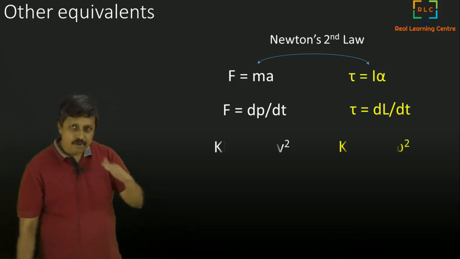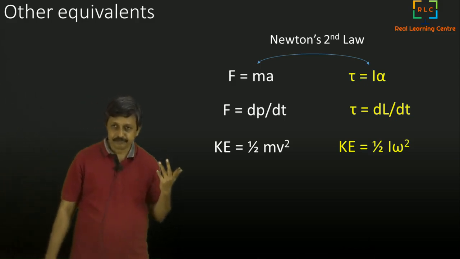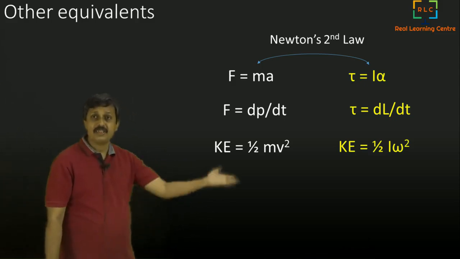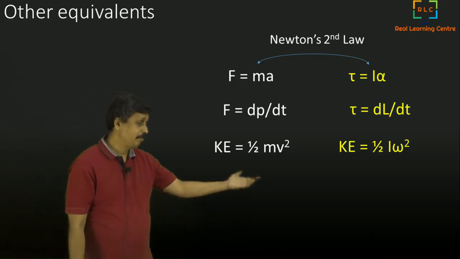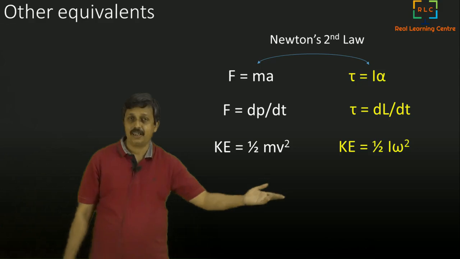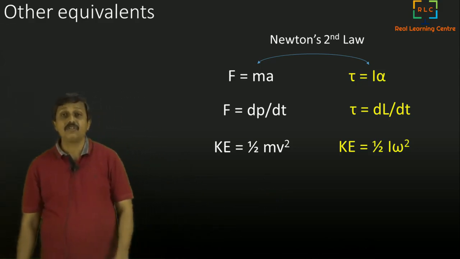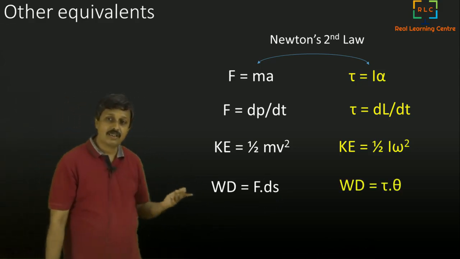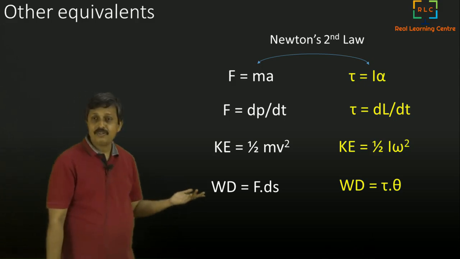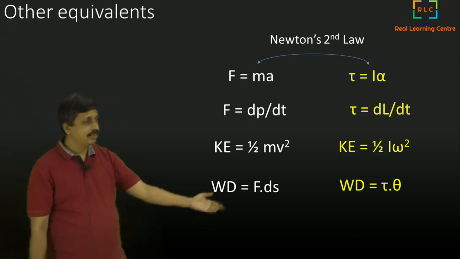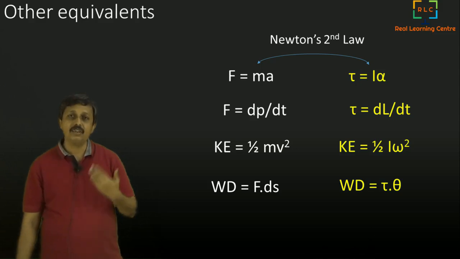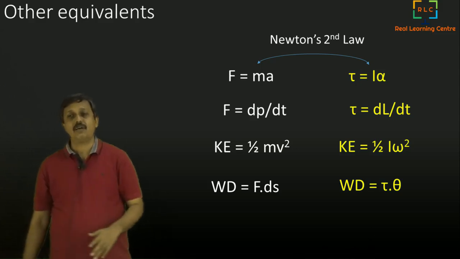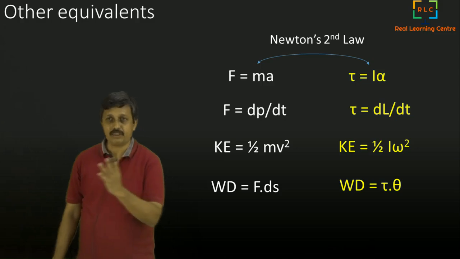Now there are also a few more things, like kinetic energy. We know kinetic energy is half mv square. What is its equivalent? You can write it yourself: half I omega square, because for m it is I, and for v it is omega. Similarly, work done: in linear motion we talk about force into displacement. Here, work done is torque into angular displacement. Like that, you can have equivalents of all the things we have studied in rotational motion.